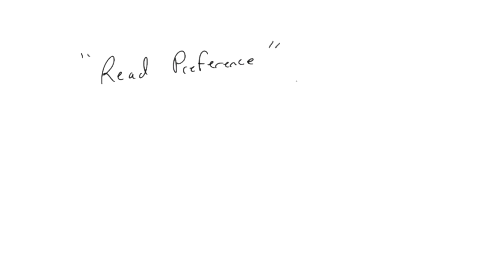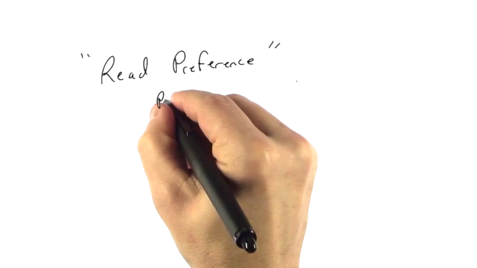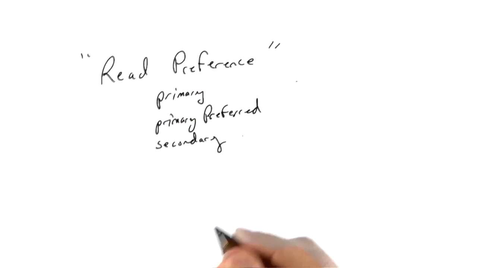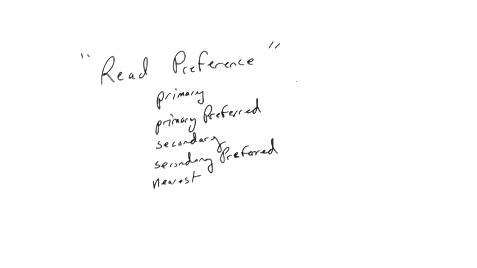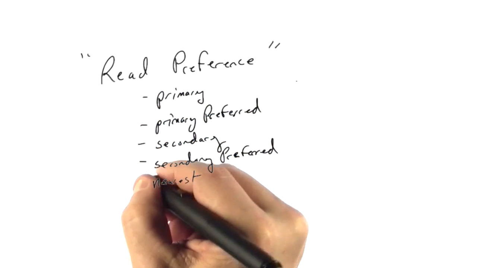So let's look at what the read preference options are. The options are primary, primary preferred, secondary, secondary preferred, nearest. You can also use tags, I believe, to select which servers in the cluster you'd like to talk to. But these are the read preference options to choose from.